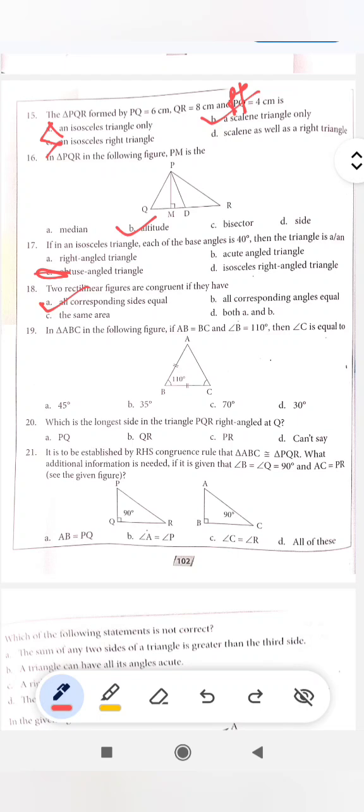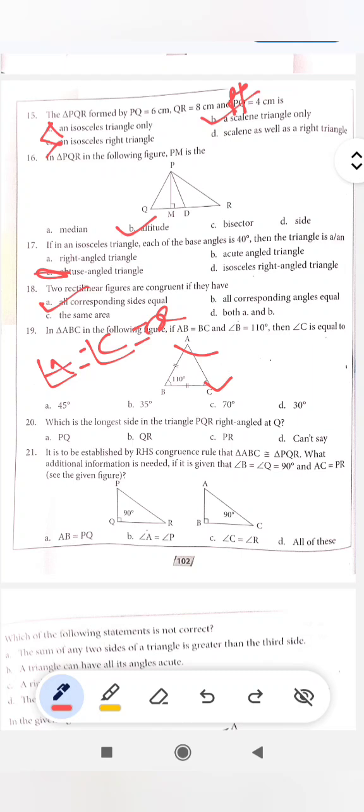Next, come to the next part. Question number 19. In triangle ABC in the following figure, AB is equal to BC. So these two sides are equal means which two angles will be equal? The angle opposite to AB is angle C and the angle opposite to BC is angle A. So angle A is equal to angle C, that is equal to x. And here it is already mentioned angle B is equal to 110 degrees.